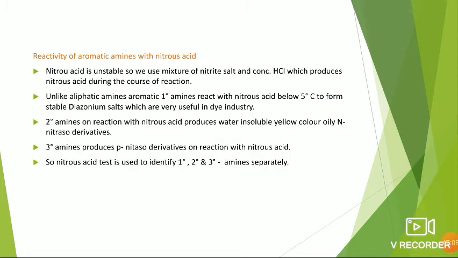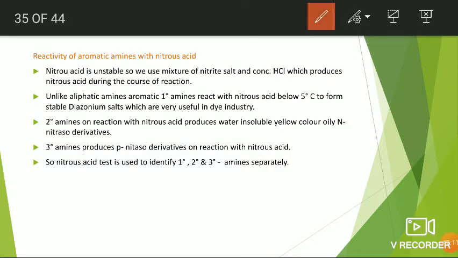Next, reaction of aromatic amines with nitrous acid. Here, as we discussed in the earlier stage, nitrous acid is unstable, so we have to generate the nitrous acid in situ by taking a nitrite and acid mixture. Generally, sodium nitrite and HCl are used to generate nitrous acid during the course of the reaction. This nitrous acid reacts with amines to form corresponding compounds.